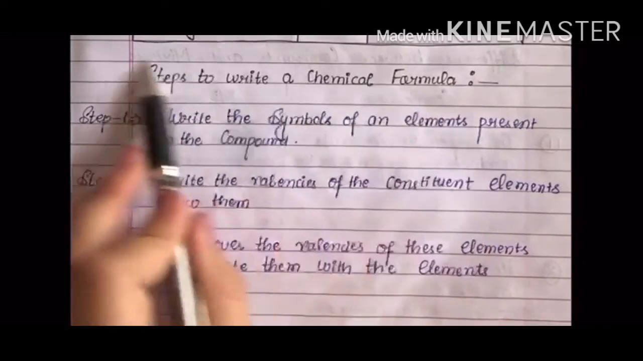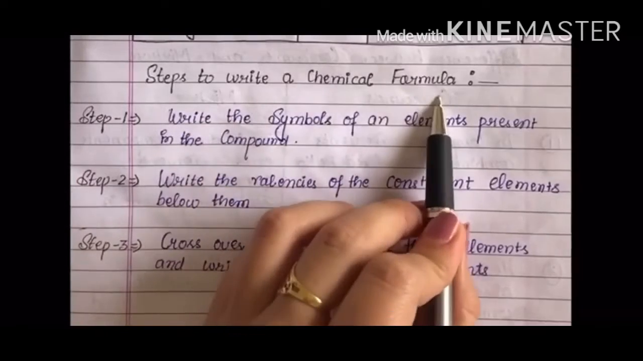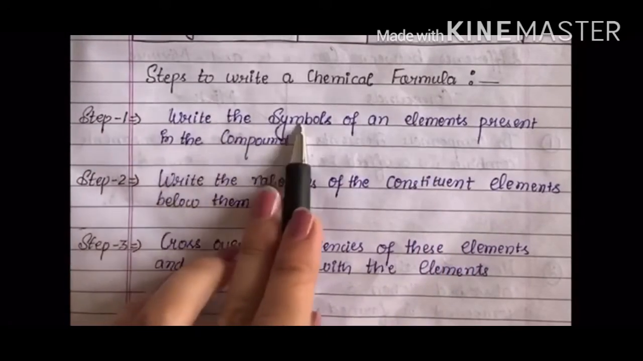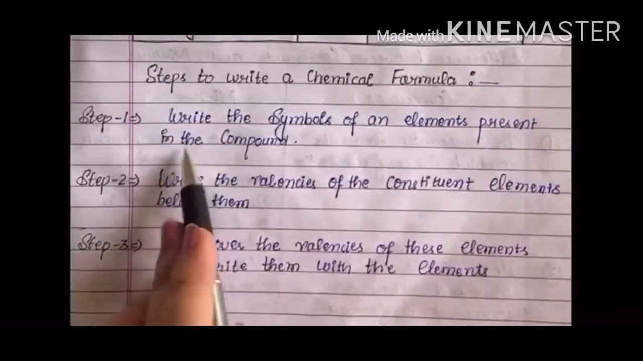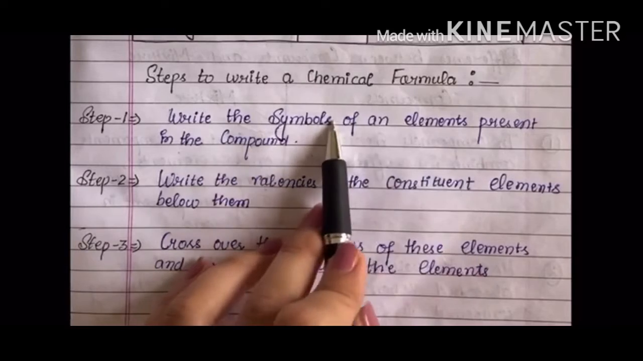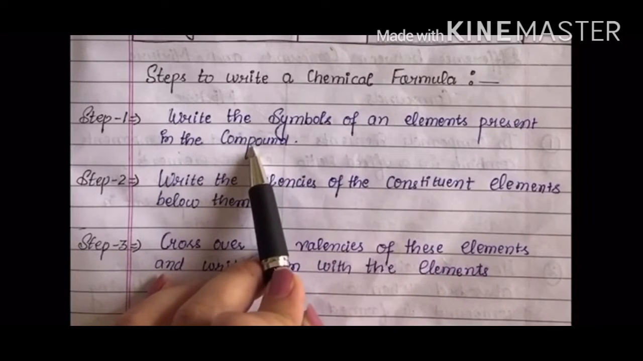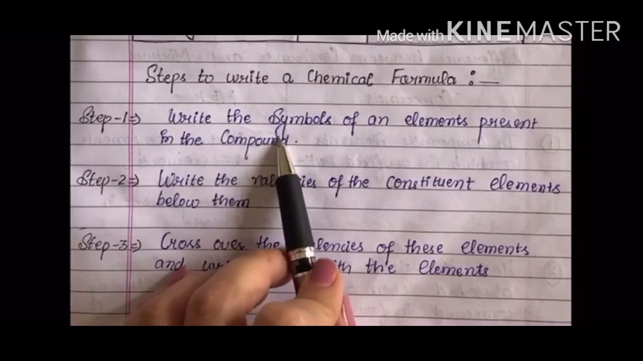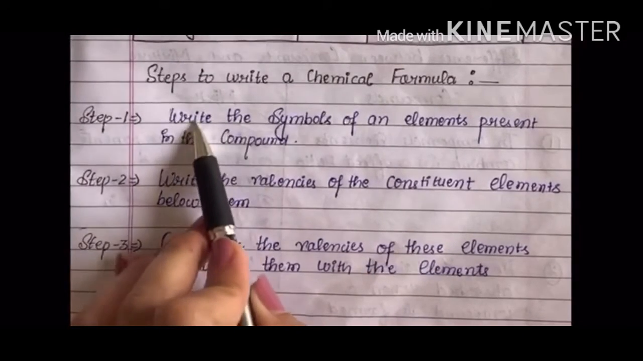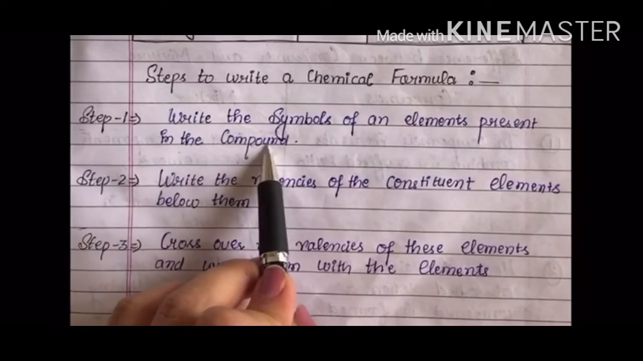Next, we will discuss the steps to write chemical formulas. You have to learn these steps, then you are able to write chemical formulas. Our first step is to write the symbols of the elements present in the compound. First we have to see which elements are present in the compound, so we will first write their symbols.